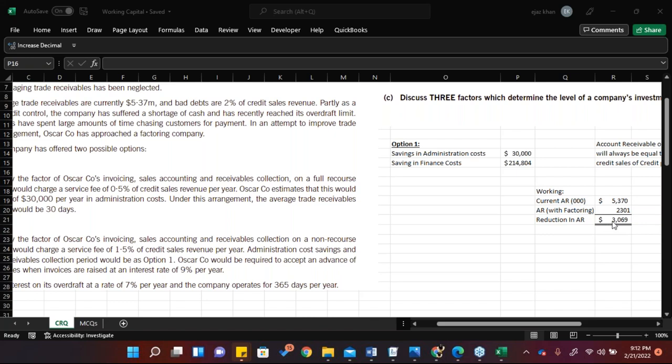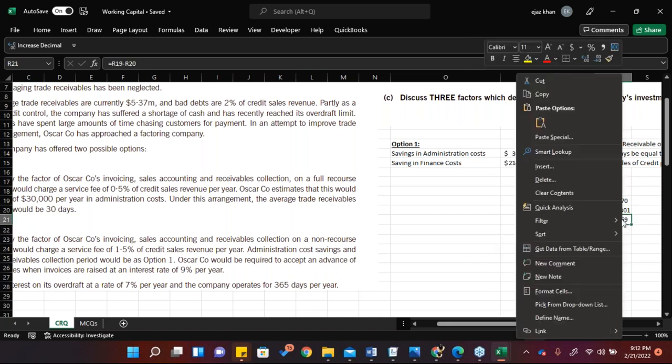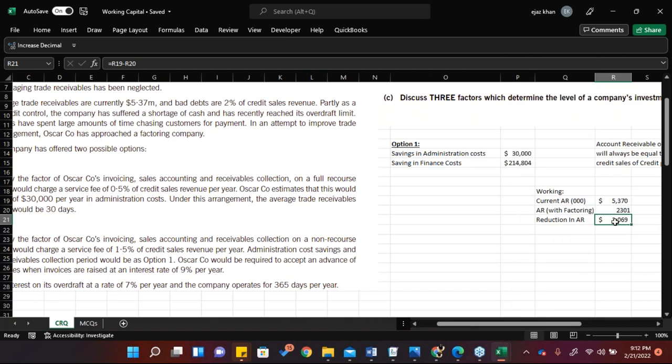Okay, let me explain again. The current account receivable is 5370, which is given in the question. Right? But after factoring, the factor will ensure that our debtors pay us within 30 days. So the revised account receivable figure will be the annual sales divided by 365 into 30. So without factoring, it was 5370. Now with factoring, it will be 2301. So there is a reduction of 3069 in the receivable. And as a result, it will save us finance cost. The rate of finance cost is 7%. So the saving will be 7% of this reduction in account receivable. That's it.